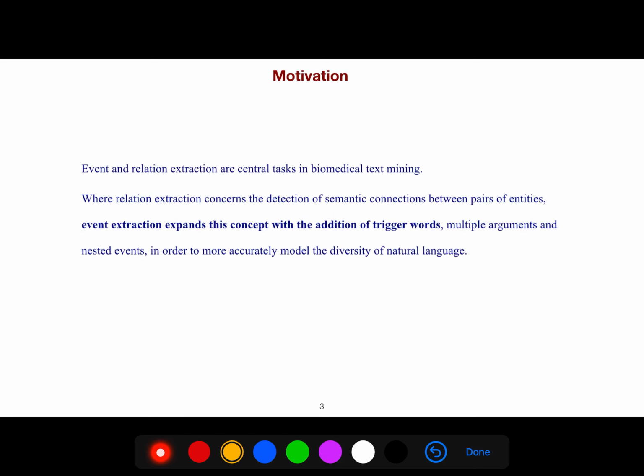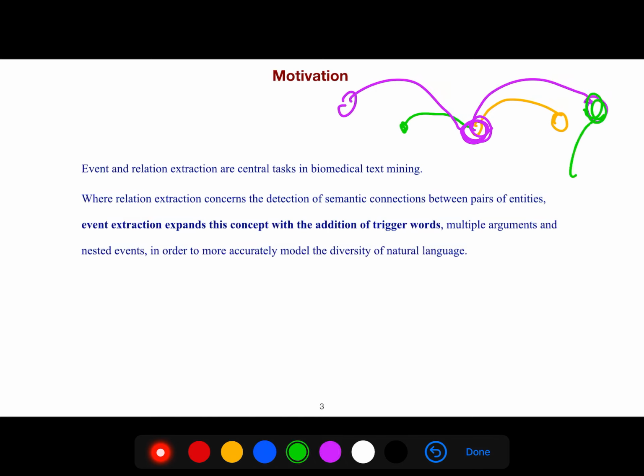Event and relation extraction are a central task in biomedical text mining, where relation extraction concerns the detection of semantic connections between pairs of entities. Event extraction expands this concept with the addition of trigger words, multiple arguments, and nested events. So each of them could be another event.